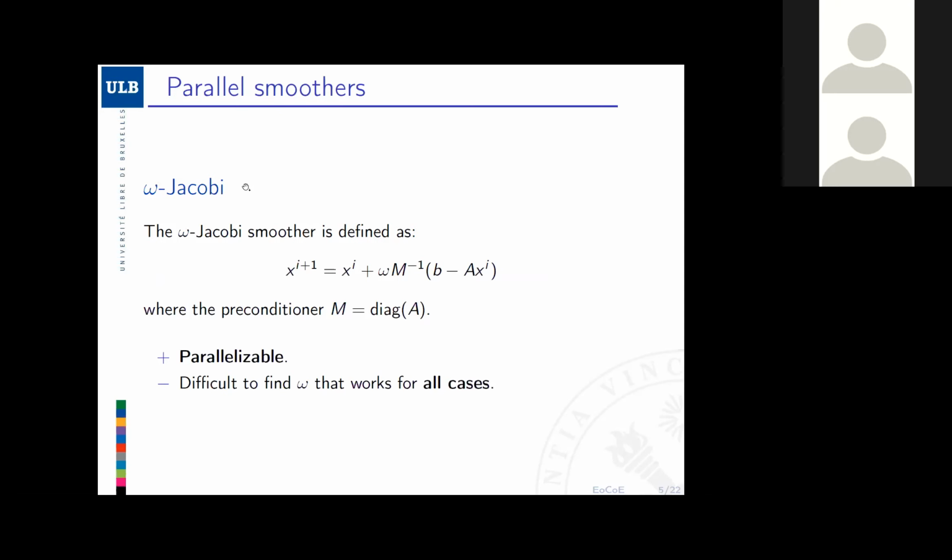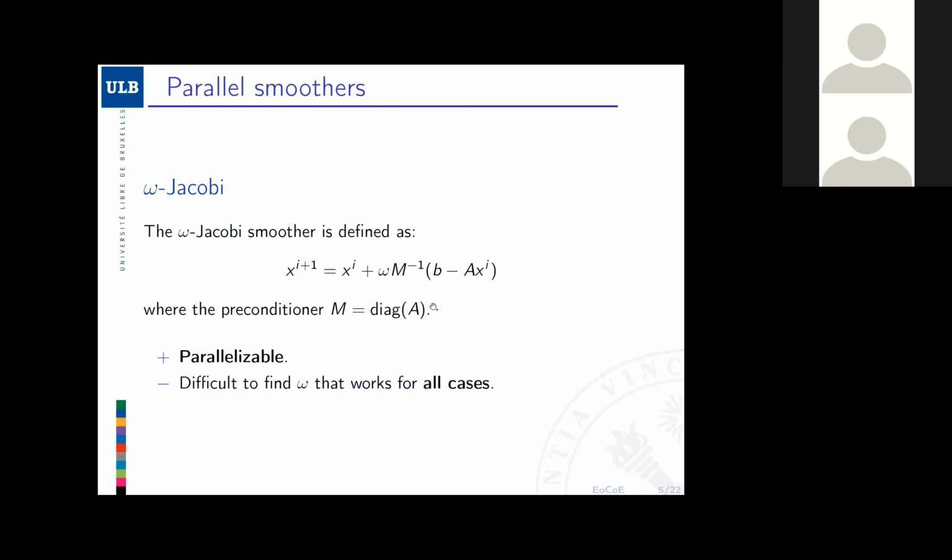We first present the omega Jacobi smoothing strategy, which is defined as follows. It's a stationary iterative method where the preconditioner is the diagonal of the matrix, and we also use a relaxation factor, omega. This method is parallelizable, so we can implement it on GPU. However, we want to keep the black box interface of AGMG, and it's pretty difficult to find an omega that works for all cases.